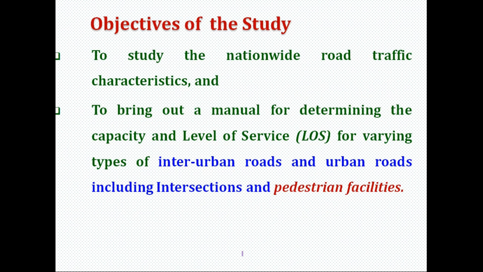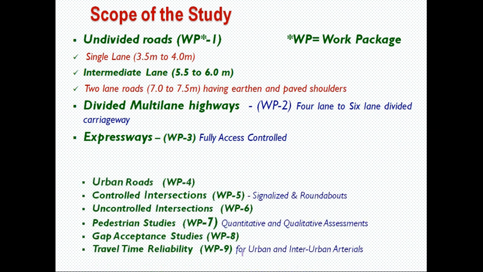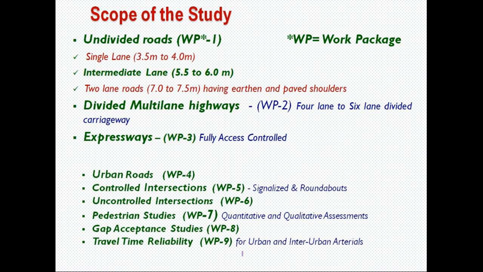And therefore the objective of this study was to study the nationwide road traffic characteristics and to bring out a manual for determining the capacity and level of service for various types of interurban roads and urban roads, including intersections and pedestrian facilities. It has covered undivided roads like single lane, intermediate lane, two lane, divided multi-lane highways, expressways, and also urban roads, controlled and uncontrolled intersections, pedestrian facilities, and a new concept of travel time reliability is also introduced in one of the chapters.